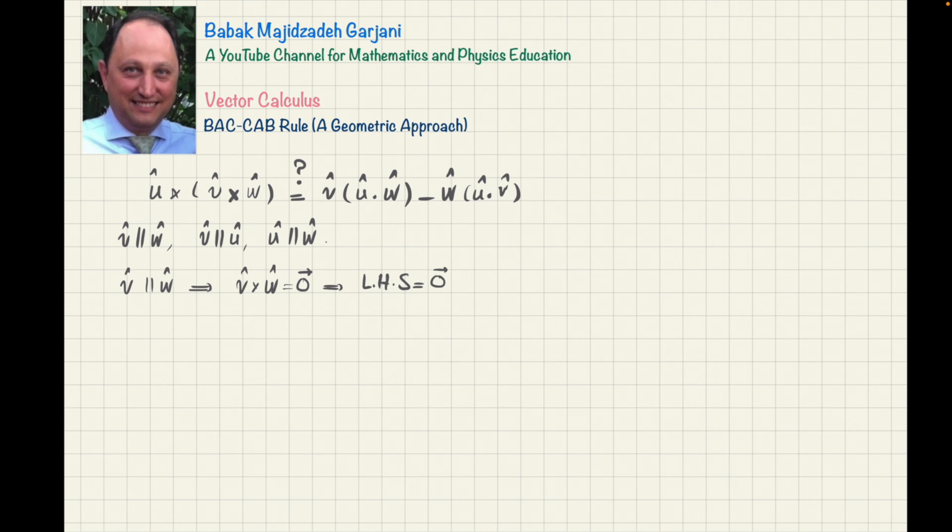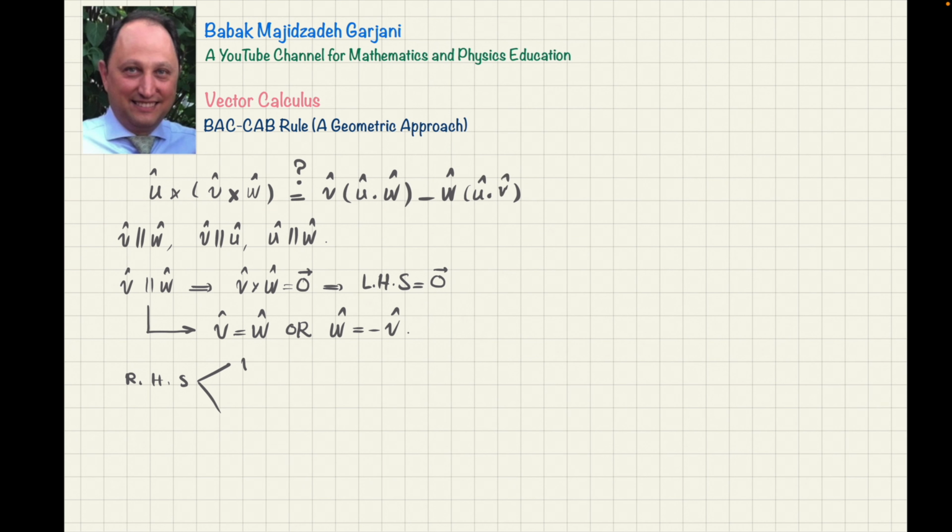Okay, but what happens if V is parallel to U? It means that I have two possibilities for V and W because they are unit vectors. Either they are completely equal, or one of them is opposite the other one, yes? Okay, what happens for V? So for the right-hand side, I can consider two cases.